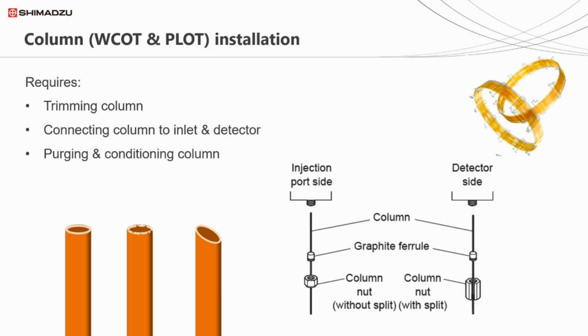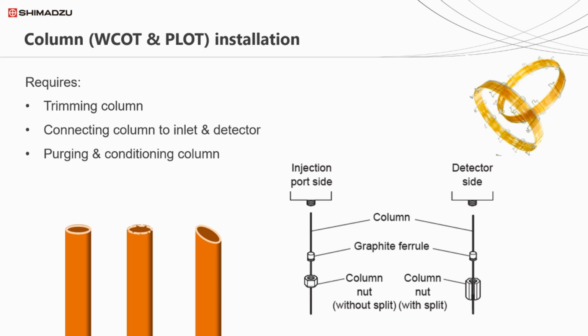To trim the column, we typically use a ceramic wafer, a small white rectangular piece of ceramic which usually has the GC vendor logo on it. These wafers have 2 types of edge on them: a smooth edge for cutting fused silica columns, and a serrated one for cutting metal columns. It's important you use the correct edge for the correct column. Try gently brushing the edge over your finger to feel the difference.